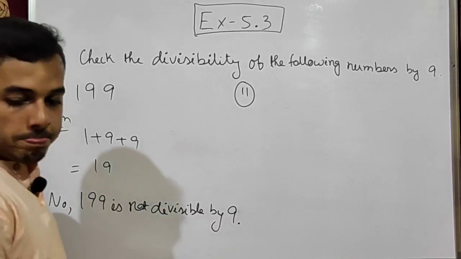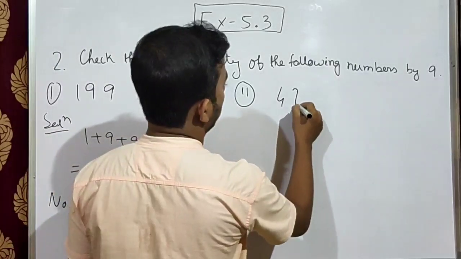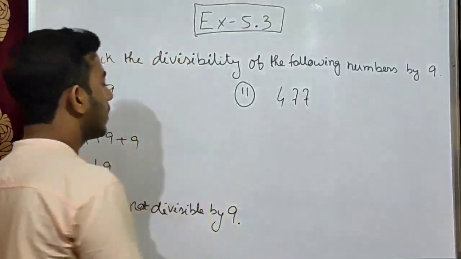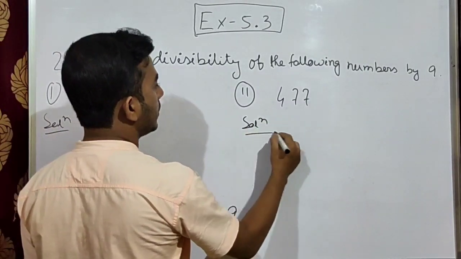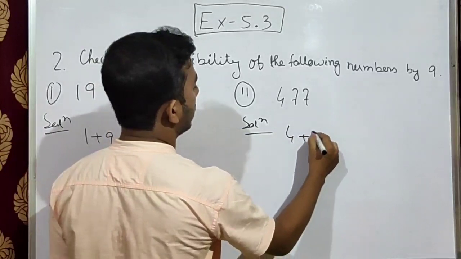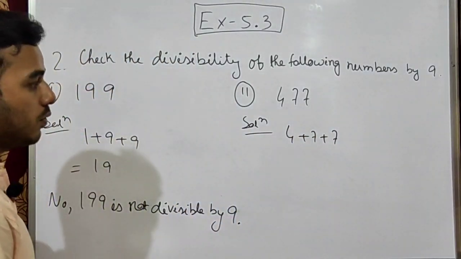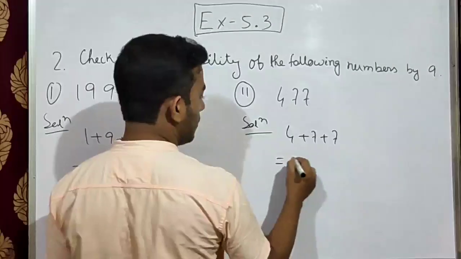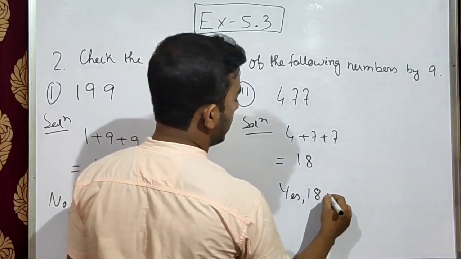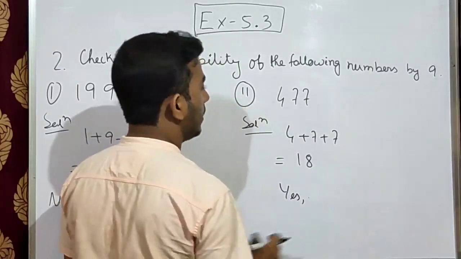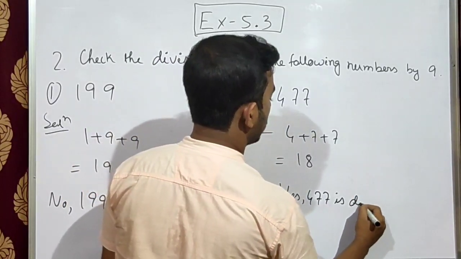Okay. Now let us move to our second question, which is 477. So first of all, we will write solution. Then 4 plus 7 is how much? 7 plus 7 is 14. 14 plus 4 is 18. Now 18 is divisible by 9, right? So we will write yes, 477 is divisible by 9.